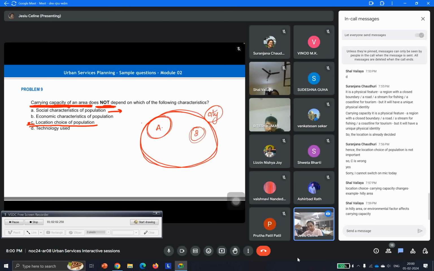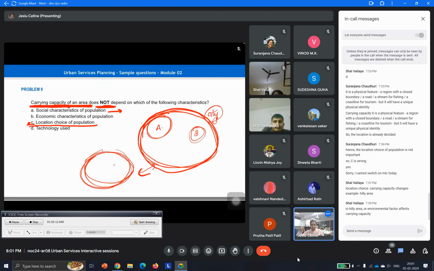If you're talking about a hilly region, it's that hilly region that we are talking about. Yes, I agree that the carrying capacity or the facilities that we can bring to the city and the hilly region might be different. But when we talk about carrying capacity of an area, that's why it's specified as carrying capacity of an area. We are mainly talking about that well-defined area where we are planning to provide a facility.